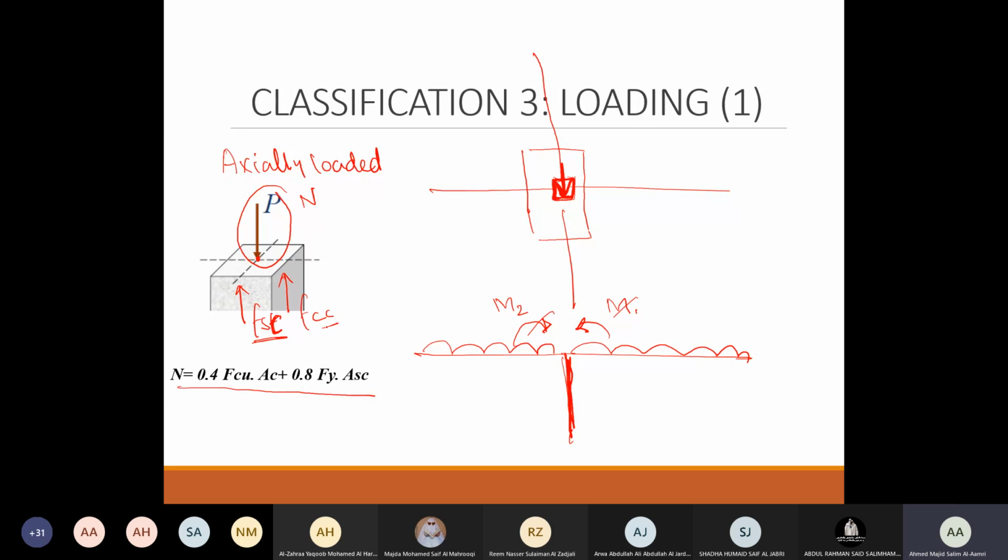If you calculate your value of stress using the equation, stress is equal to force divided by area, and this can be formulated into force equals stress multiplied by area. Then we can say N is equal to FSC plus FCC. In equilibrium, N or P, the loading, will cause forces in the concrete and the steel, FSC and FCC. FSC is the stress in steel multiplied by area of steel, plus stress of concrete multiplied by area of concrete.